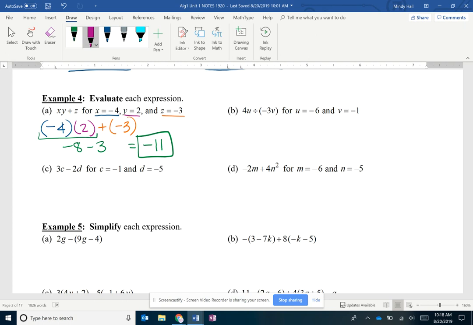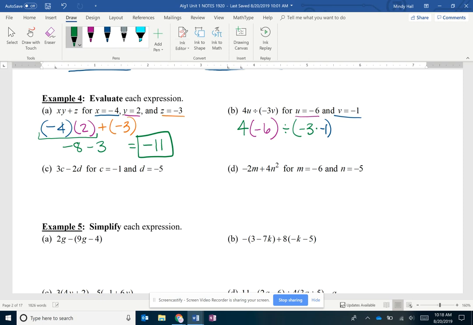So then, for the next one, we have u is negative 6 and v is negative 1. So again, we are just plugging this in. We have 4 times u, which is negative 6, divided by negative 3 times v, which is negative 1.